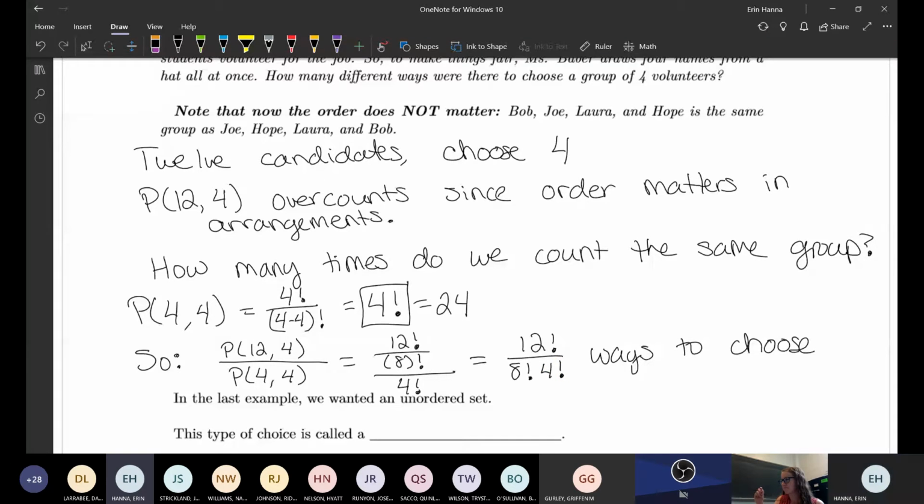Does that make sense? Hopefully that made sense. Questions, concerns about that before I go to the definition of what this actually showed? Okay.